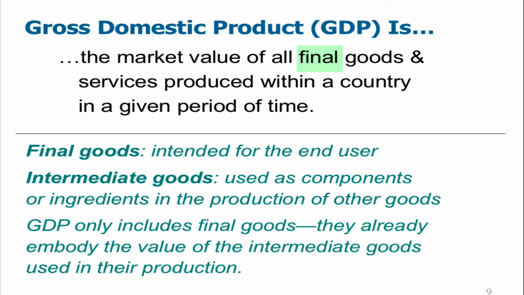GDP only includes final goods. If we counted the intermediate goods and the final goods, we would be doing what was called double counting. That would be bad. Double counting, bad. This is also why we don't count resale items. Nothing you have ever bought at Goodwill counted in GDP when you bought it. Purchasing a used car does not count in GDP.